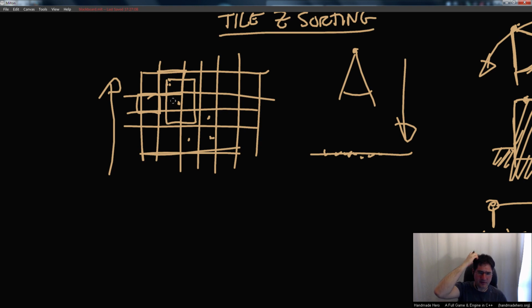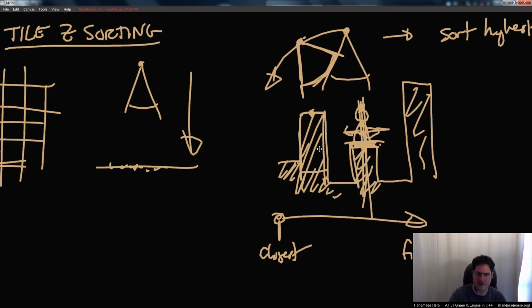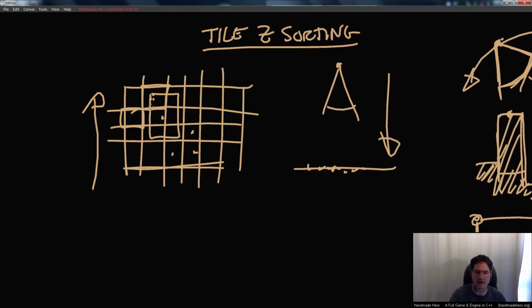And the other part that's kind of interesting about this is that if we assume that everything was contained within a tile, I think that would work. If everything was quantized down to a tile and everything was roughly tile sized, then we would have pretty reasonable sorting. So the part where that starts to break down is the case that we were talking about.